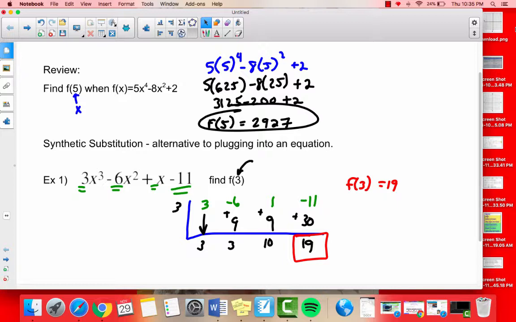It's just like synthetic division. We just don't need an equation for our answer. We just need one number for our final answer. All right, hopefully that's pretty easy. If you have any questions or need me to clarify anything, let me know.